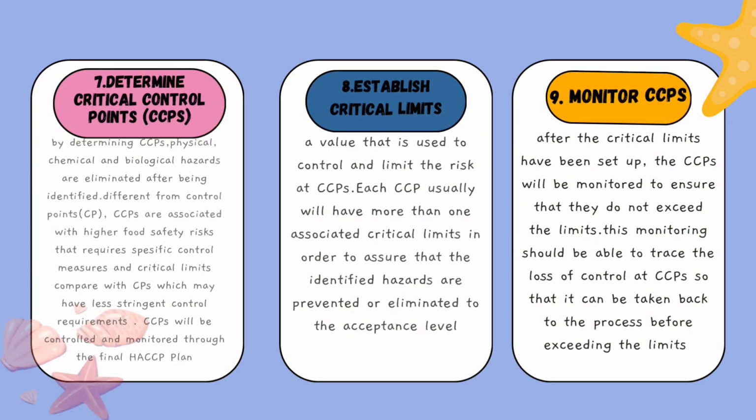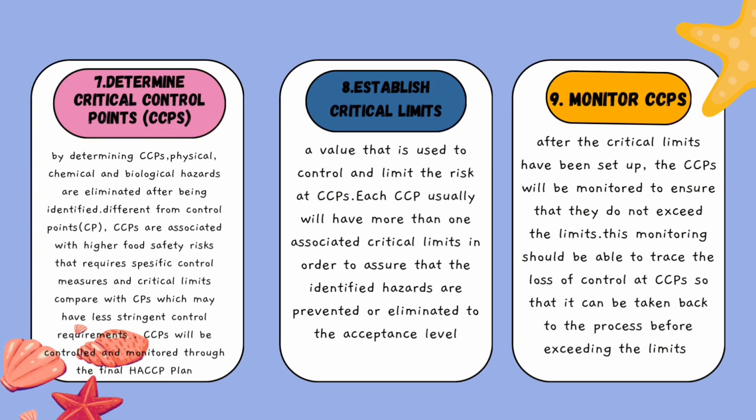The next step of implementation of HACCP is determine the critical control points, or CCPs. By determining the CCPs, physical, chemical, and biological hazards are eliminated after being identified. Different from control points or CPs, CCPs are associated with higher food safety risks that require specific control measures and critical limits, compared with CPs, which may have less stringent control requirements. CCPs will be controlled and monitored through the final HACCP plan.